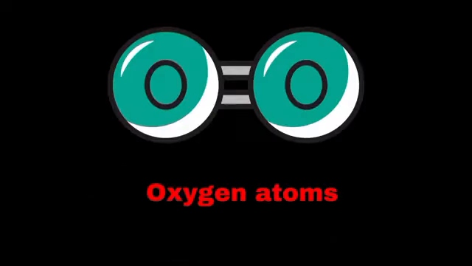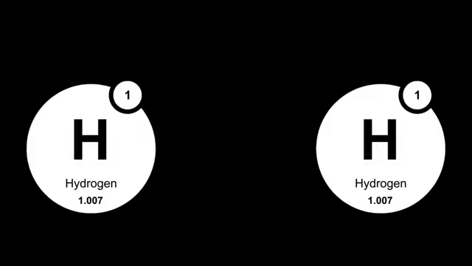When atoms combine with each other, they form molecules and compounds. Molecules are formed when 2 or more atoms bond together. These atoms can be of the same element, like 2 oxygen atoms joining to form an O2 molecule, or of different elements, like when 2 hydrogen atoms and 1 oxygen atom combine to form water.